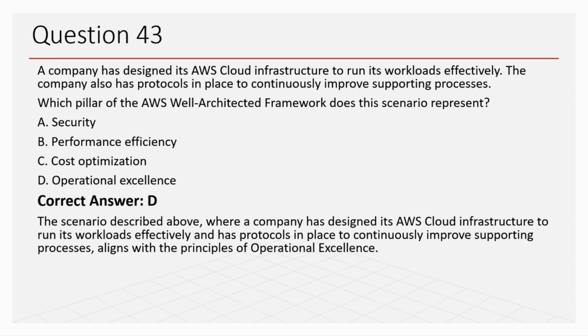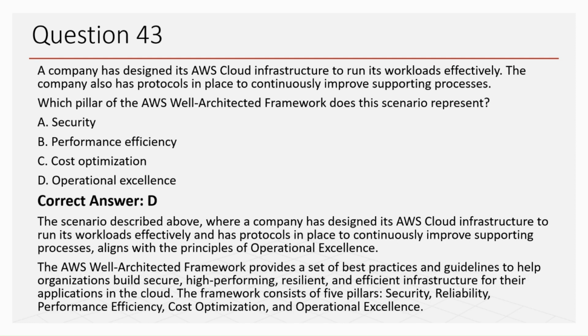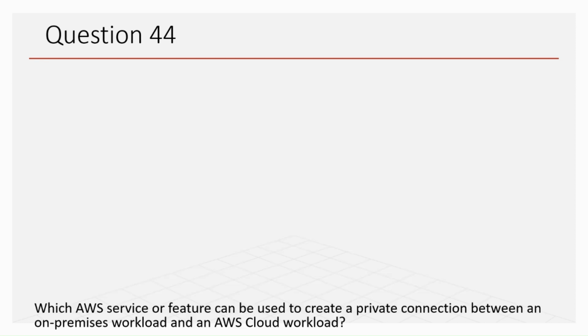And the reason is that the scenario being described above, where a company has designed its AWS cloud infrastructure to run its workloads effectively and has protocols in place to continuously improve supporting processes, aligns with the principles of operational excellence. Therefore, operational excellence is the correct answer. You can pause this video for a minute and then go through all the options once again and analyze. I have also given the explanation in the video itself, so you can go through the explanation as well, like why I'm selecting these answers among the options given in the question. So let's move to the next question now.